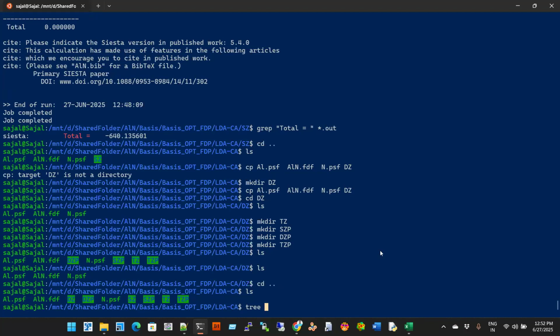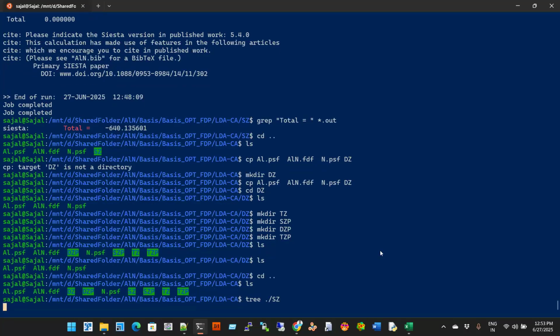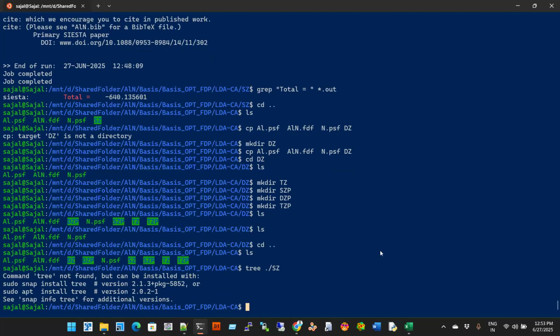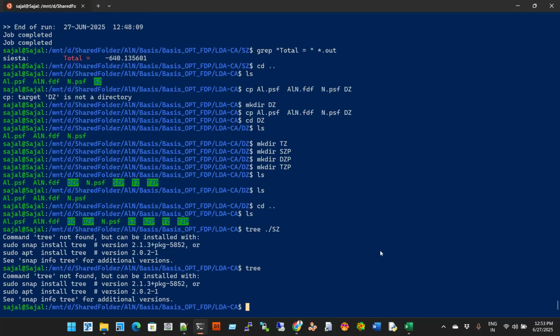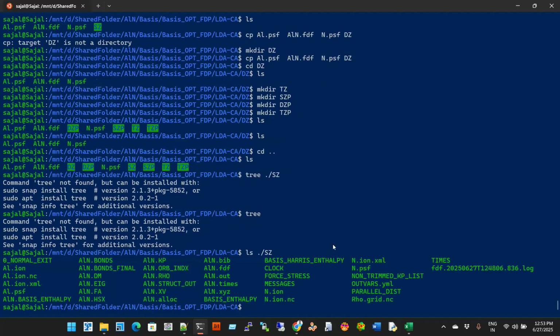Tree dot slash SZ. Since tree is not installed, ls can also help us. ls dot slash sz. sz is already completed. Now I want to make szp.